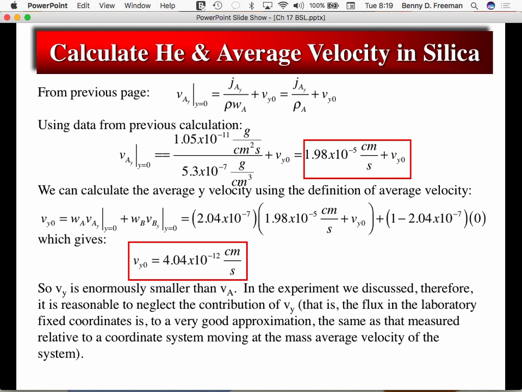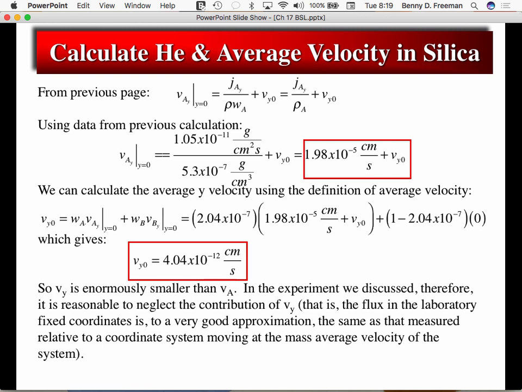The velocity of the helium is on the order of 10 to the 5th centimeters per second. So the fact that the silica is not moving and that there's very little helium dissolved in that plate means that the velocity of the helium is really doing the bulk of the movement in this system.